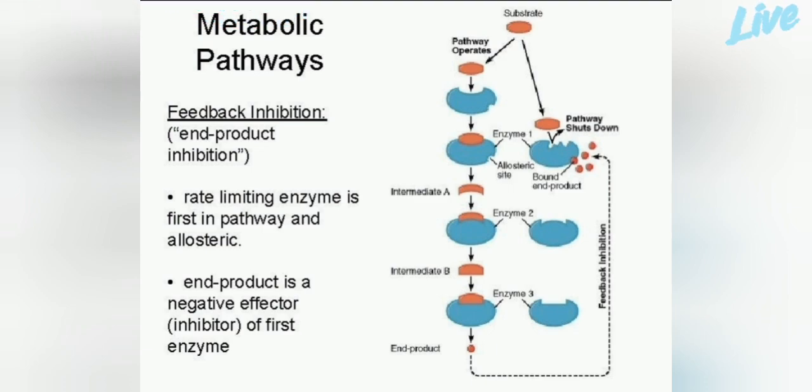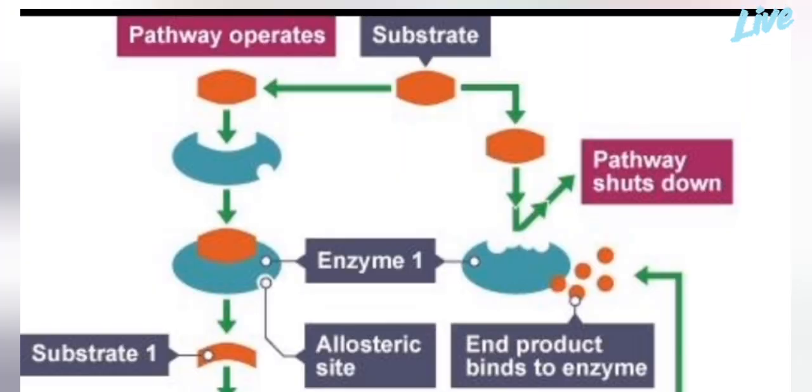Types. There are only two types, namely anabolic pathways. These pathways build complex molecules from small ones. They require energy. And the second one is catabolic pathways. They break down molecules into smaller ones. Therefore, catabolic pathways release energy.